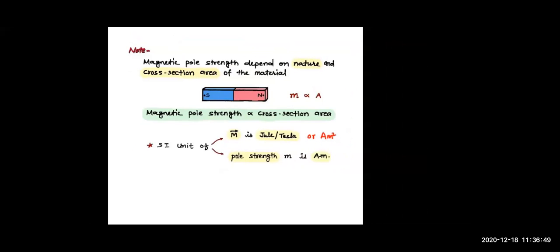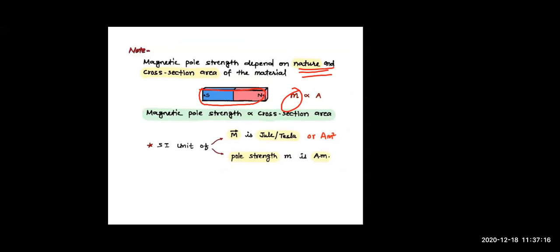Right, beta? Now, this magnetic pole strength, that is your m, depends upon the nature of the material, meaning what is your bar magnet made of? It may be made of soft iron, steel, cobalt, or nickel. So it will depend upon that, right?